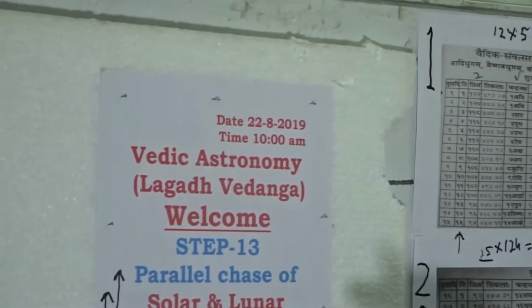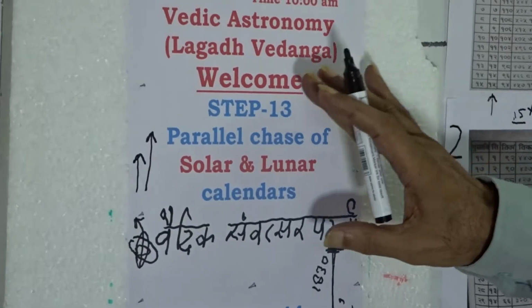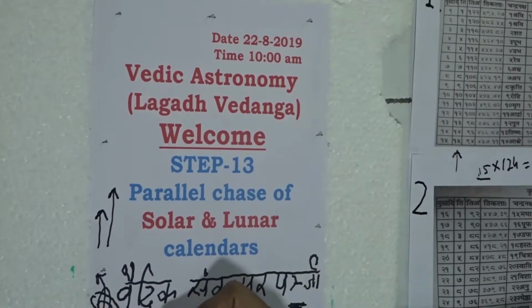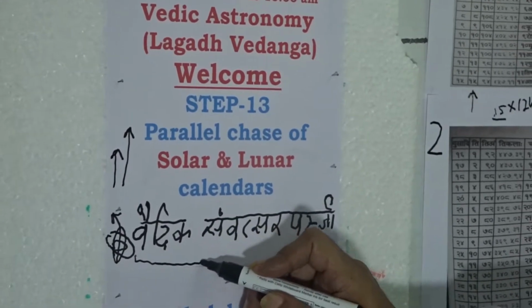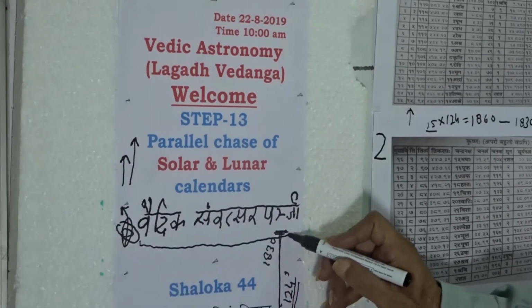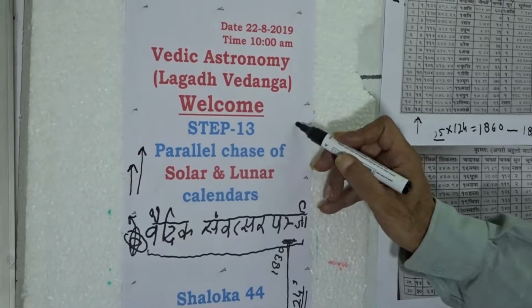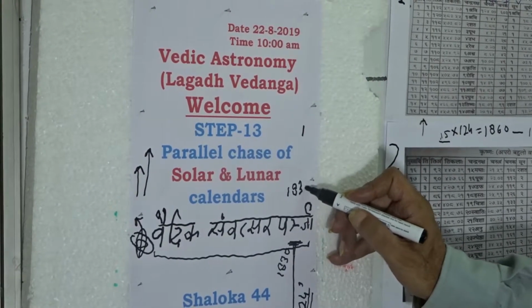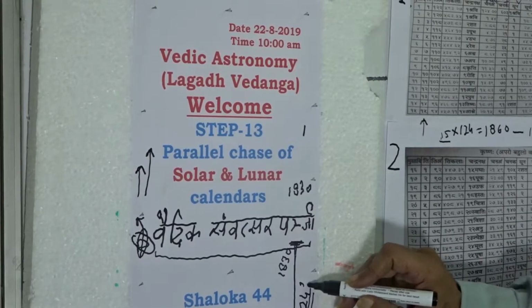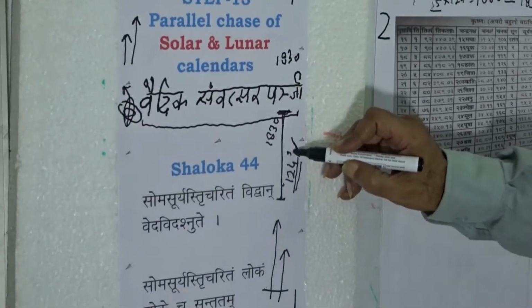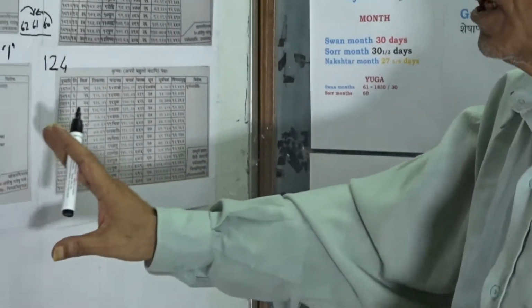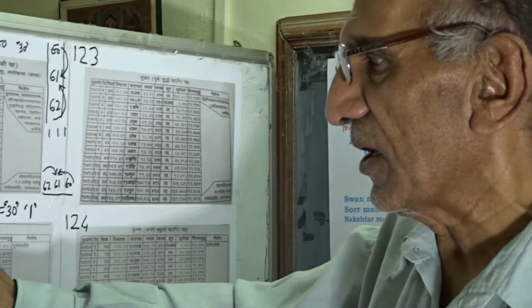The success of understanding of the Lagadh Jyotish Vedanga is as per the index of the success of a reach at Vedic Sanvatsar Panji of 1 to 1830 steps as 124 tables. It is this feature, it is this broad feature within which we have to work out.